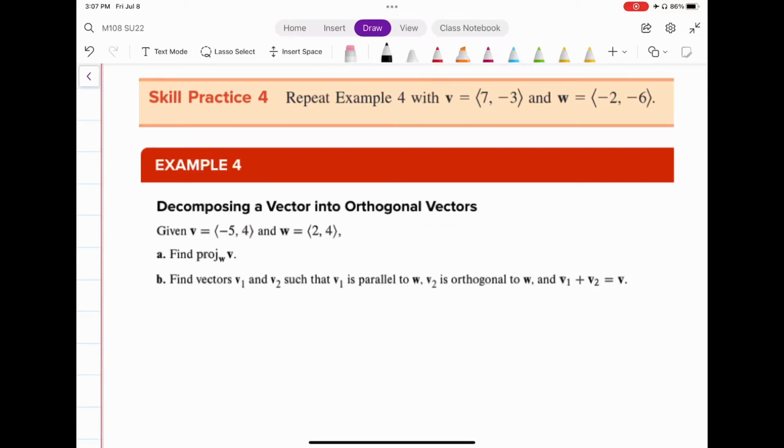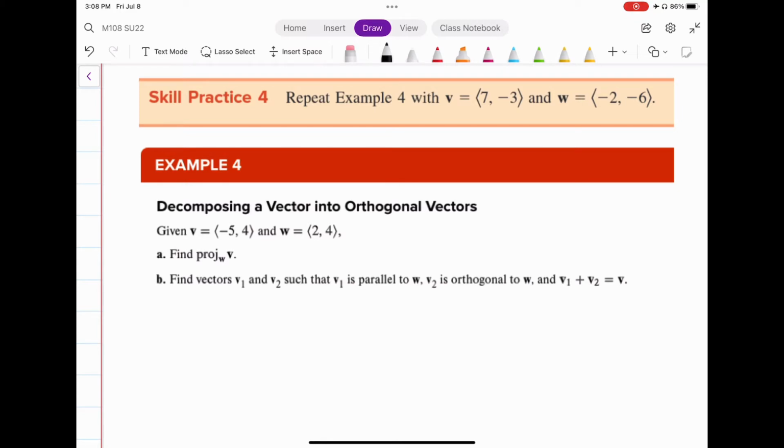Skill Practice 4 asks us to repeat example 4, where we're decomposing a vector into orthogonal vectors, but we're doing it with different values for vector v and vector w. We're going to be using the values of vector v equals 7, -3, and vector w equals -2, -6.